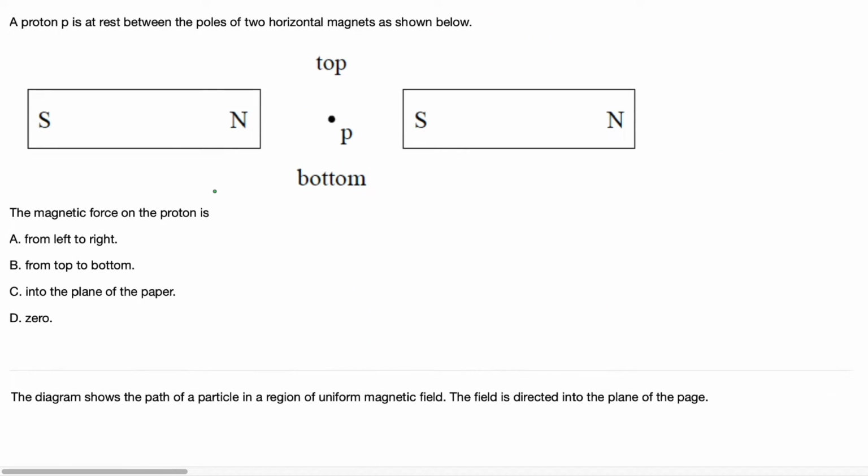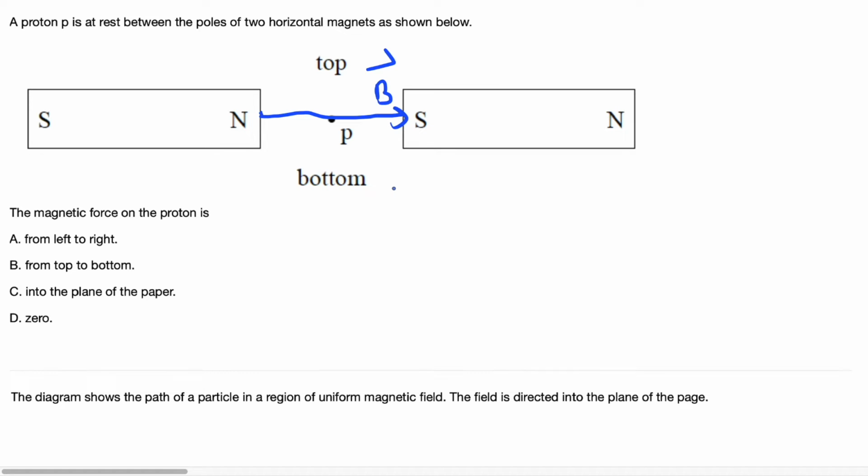A proton P is at rest between the poles of two horizontal magnets as shown below. The magnetic force on the proton is Y. So here you need to know how to use left-hand rule. So between two magnets, the magnetic field will point from the northern pole to the southern pole. And you need to know this in order to solve the problem, right? So this is the direction of magnetic field.